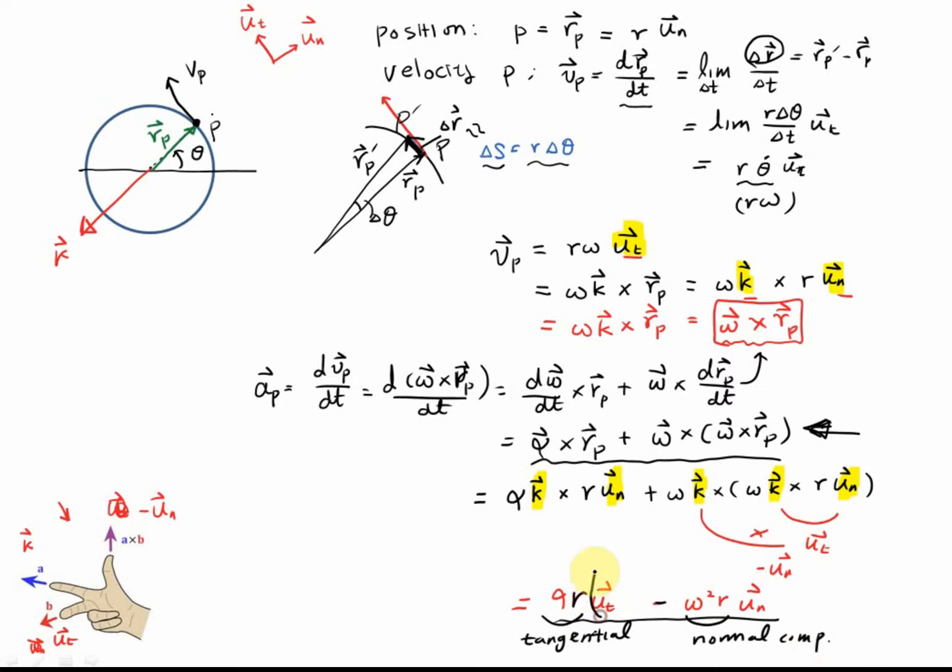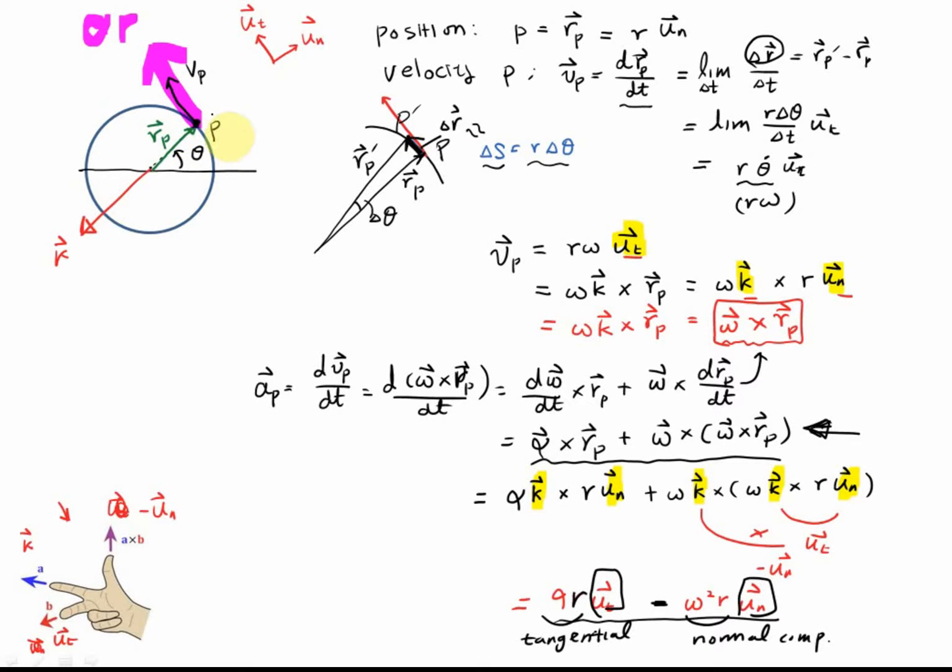Because this is ut and this is un, if you think about the acceleration of P, we have alpha r as the tangential component of acceleration and omega square r as the normal component. Then why do we put the negative here? Because when you think about the acceleration at P, there might be some acceleration along this tangential direction, that's the tangential component, which is alpha r.